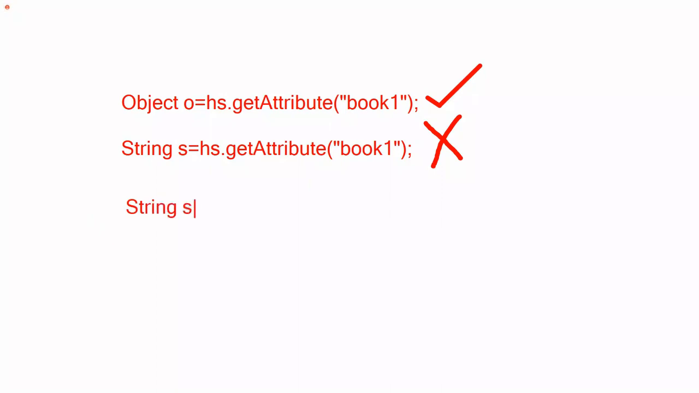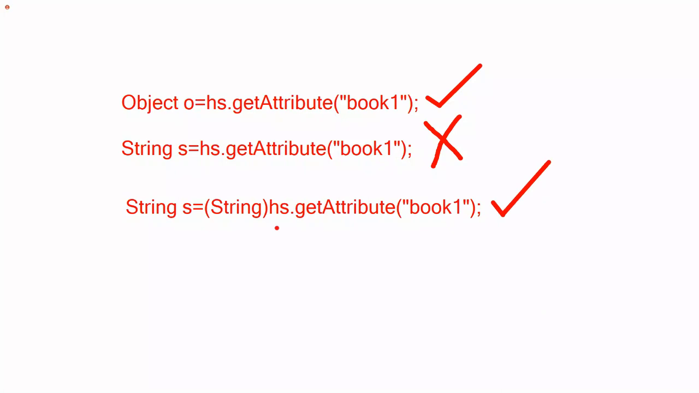String s equals, what do you write in the brackets? Object or String? If you write Object, it is already Object. You have to write String: (String) hs.getAttribute. If you write like this, valid. Again, it is already Object. Object explicitly converted to String, then assigned, then valid.